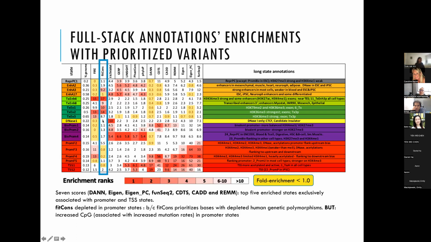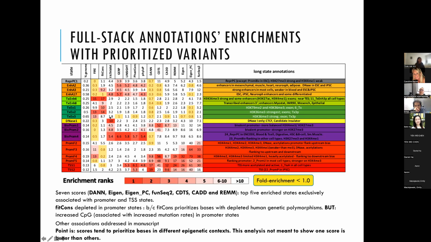The PhastCons score, for example, shows a different pattern. In this case, PhastCons shows depletion in promoter states. It could be that PhastCons prioritizes bases of the genome that are depleted in human genetic polymorphism. However, regions associated with these states tend to show increased enrichment at CpG islands, and therefore show increased mutation rates, and so they tend to be depleted in regions that are prioritized by PhastCons.